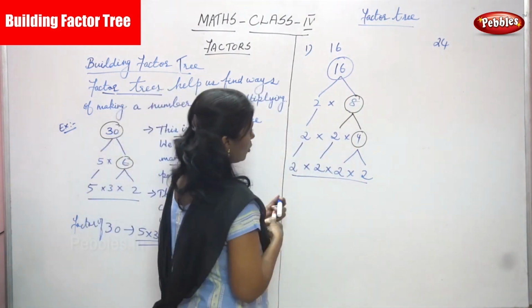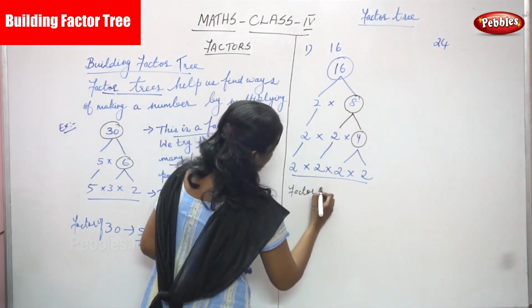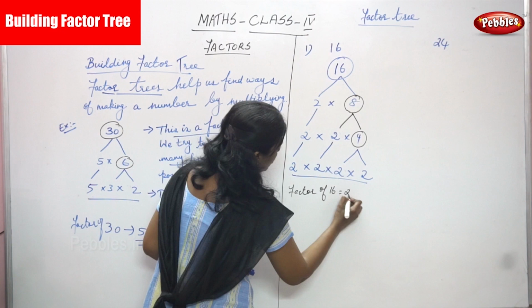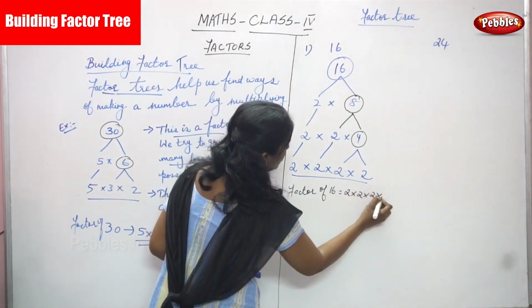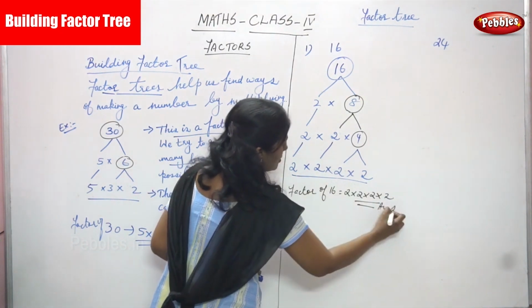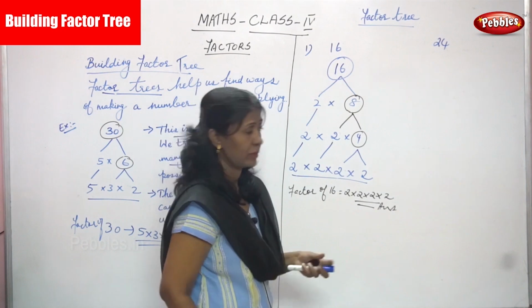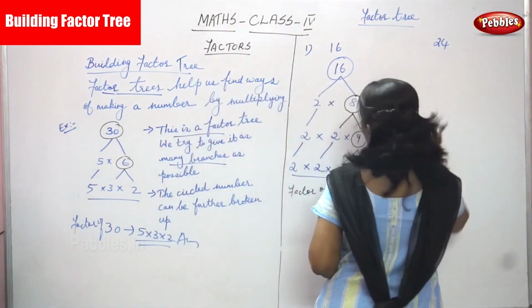Now you find the factor of what? 16. So factor of 16 is equal to 2 into 2 into 2 into 2. That is the answer for the question, but we are using the factor tree method. This is the factor tree method. Next sum we are going to solve.